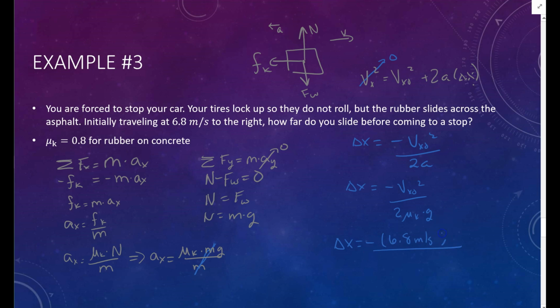Oops, squared the wrong thing. Just remember your acceleration is negative. We got that from our diagram. Our diagram said that our acceleration was negative, so that term is negative. Negative over negative cancels. So we do get a positive delta x.